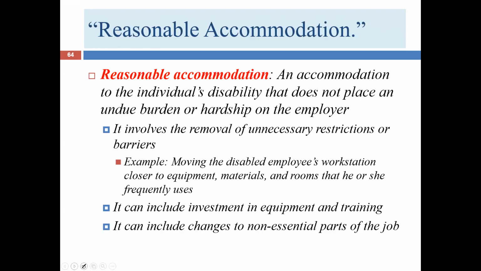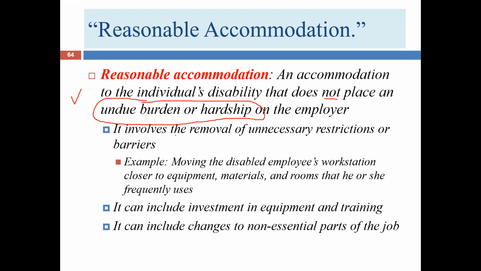Let's consider reasonable accommodation. Again, here's the definition. An accommodation to the individual's disability that does not place an undue burden or hardship on the employer. So this definition is a little circular. You need to know what undue burden or undue hardship is for this to make sense. And we'll talk more about that as we go forward. So it is a little circular here.